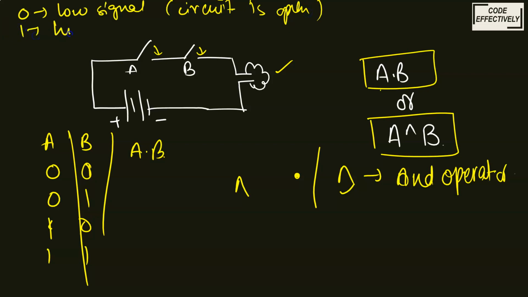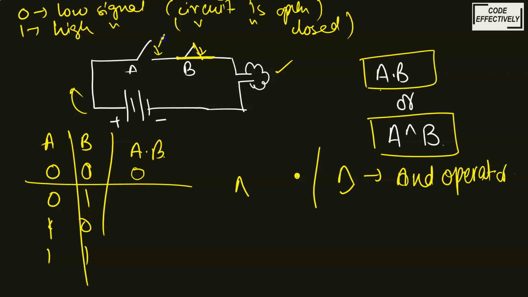1 means high input, a high signal, and the circuit is closed. So you can see in series, the circuit has to be closed. But 0, 0 means the circuit is open. That means the bulb won't light up. So 0 means the circuit is open. But when it is 0, 1, it means A is open and B is closed. I have closed B. But still, since A is an open circuit, the current won't flow and the bulb again won't light up. So again the circuit is open.